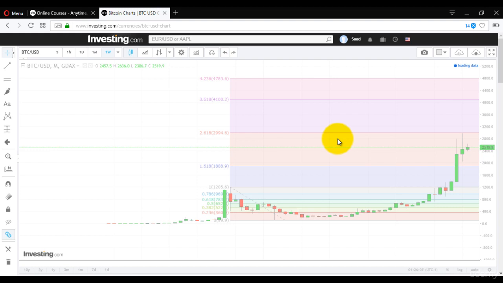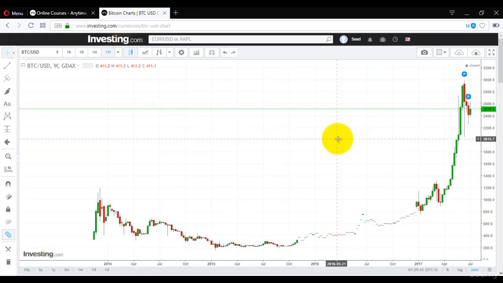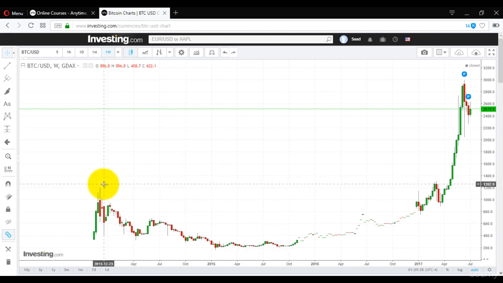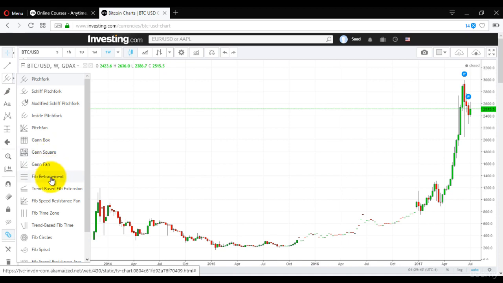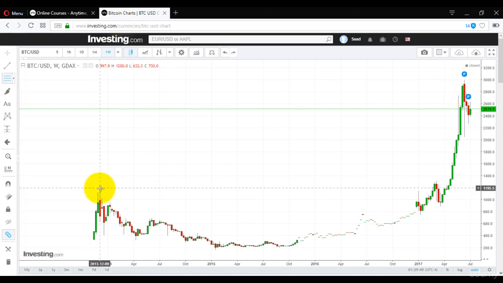Wait a minute. Okay, we have selected the weekly chart and we have removed the previous Fibonacci retracement. Now on the weekly chart, let me show you something important. We will be selecting Fibonacci retracement from this high.